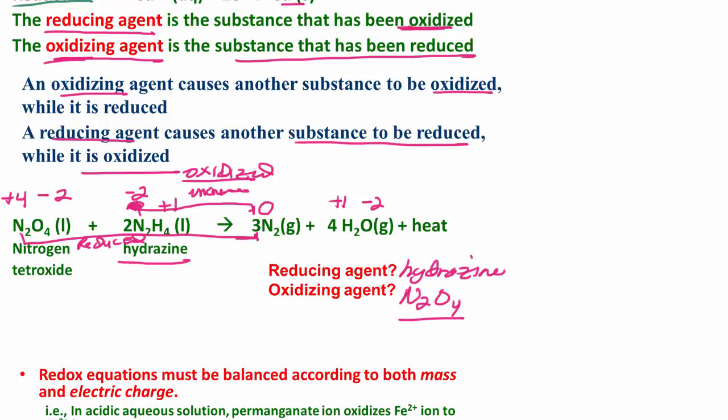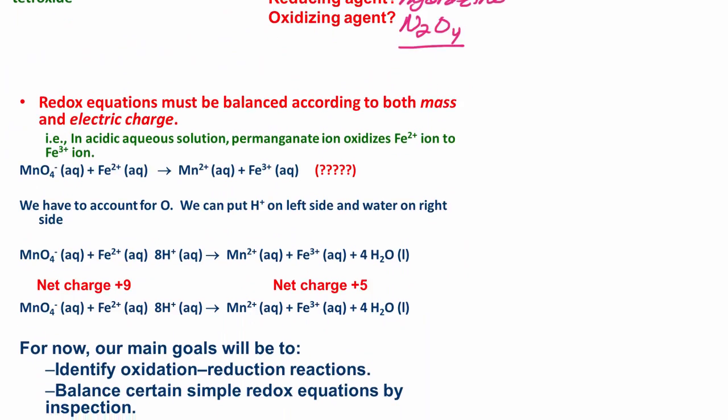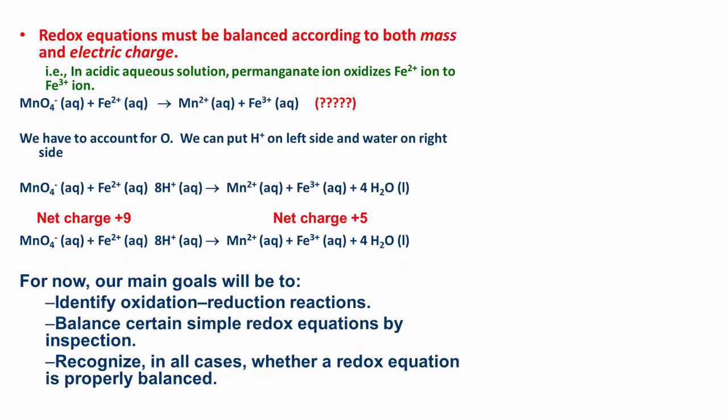So practice some of those equations. Be able to tell what has been oxidized, what has been reduced, what is the reducing agent, which is the oxidizing agent. Now, it turns out the redox equations must be balanced according to both mass and electric charge. Your book shows in chapter 4 how to balance these equations using oxidation numbers, and that's fine. I'm going to show you how to balance these redox reactions using the half reaction method. Let's go ahead and take a look at this.